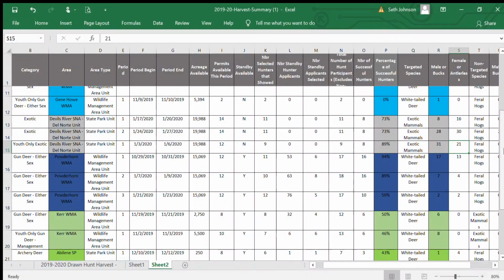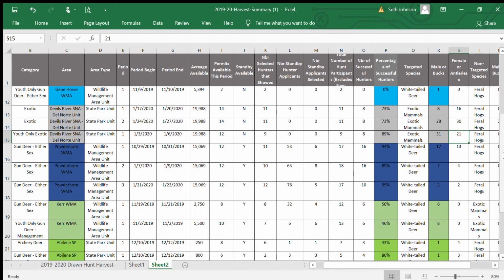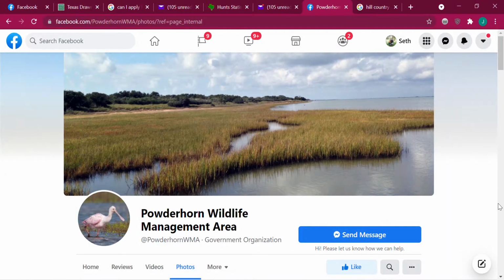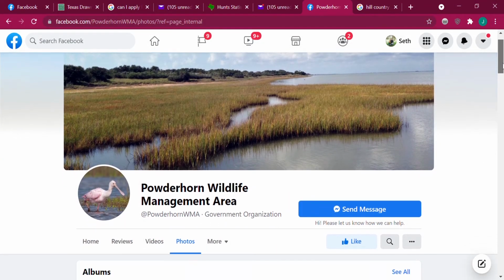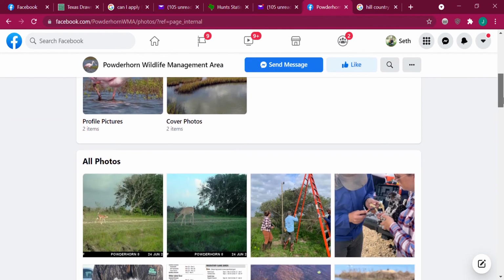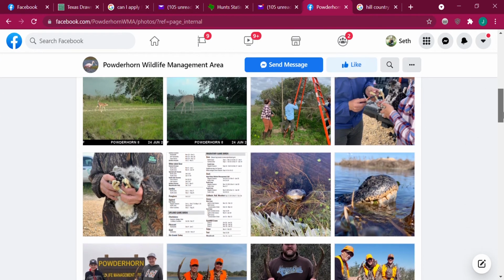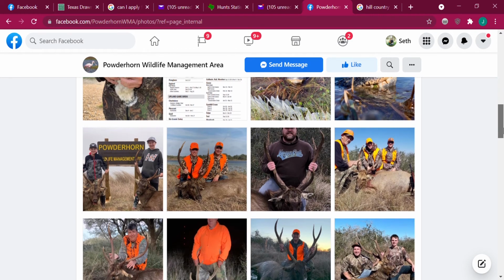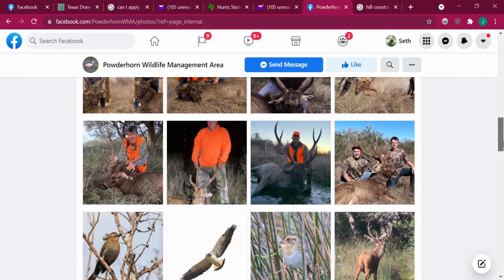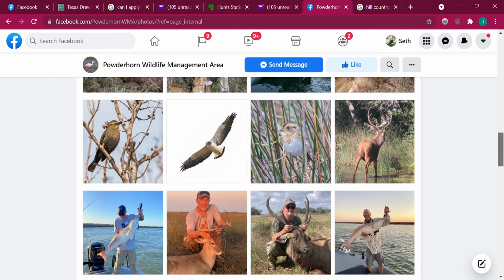Number four. Now this one is probably right up there with Chaparral, but Powderhorn Wildlife Management Area, we're looking at 15,000 acres, and look at these numbers coming out of the location. Late October, 94% success rate for hunters, 17 bucks. Look here, January for a gun, 1/7 to 1/9, 89% success rate, 7 bucks, 4 does. Incredible success rate. Powderhorn is a beautiful area. A lot of animals, a lot of deer. Really cool hunt that you're going to see there.